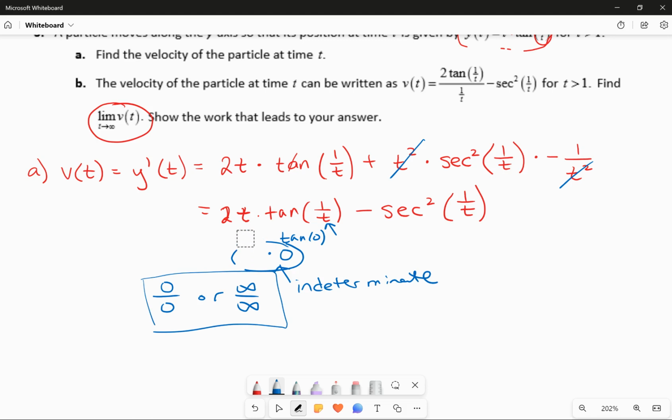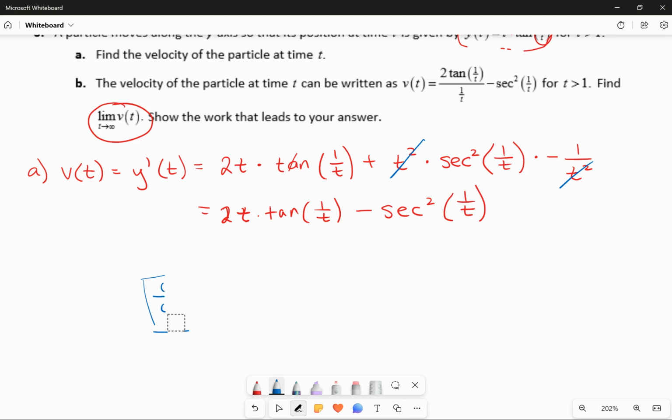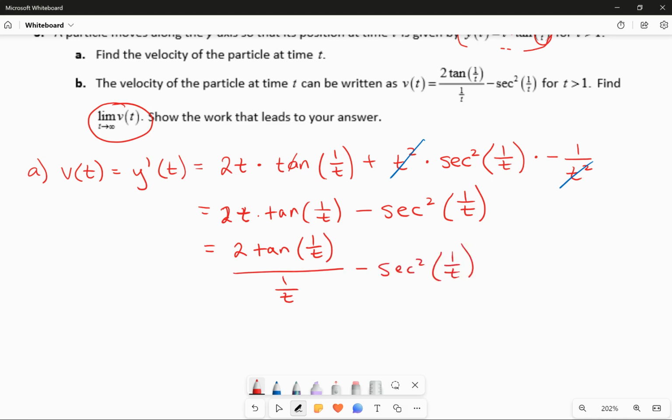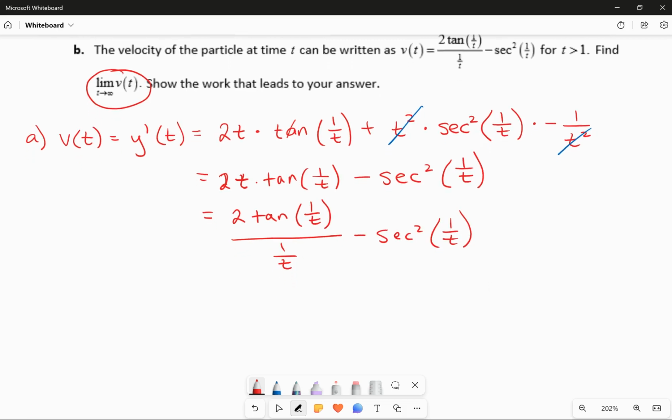So what part B has done for you is take the same derivative that you found in part A and put it in a format where you get a quotient, 0 over 0 or infinity over infinity. What they've done, and I'm going to write it in red, is take that t, and instead of multiplying t times tangent of 1 over t, we're dividing by 1 over t. That's the same exact expression. It doesn't make sense at first why it would be rewritten that way until we consider taking the limit, because you don't know the limit if it results in 0 times infinity.